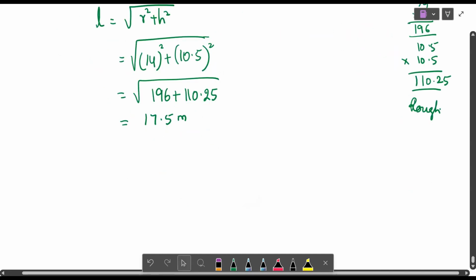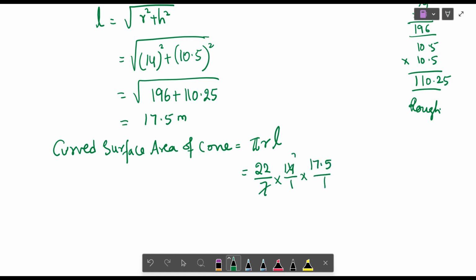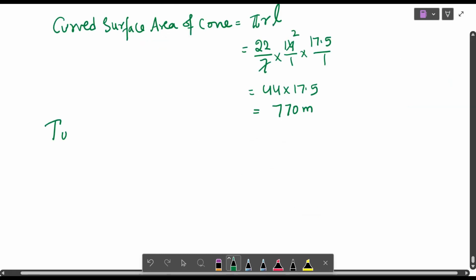So what is the curved surface area of the cone? What is the formula, students? Pi R L. Apply the values. 22 by 7 into 14 into 17.5. So 7 2s are 14, that is equal to 44 into 17.5, students. Just multiply in your rough work place. So 44 into 17.5, how much? 770 meter square.